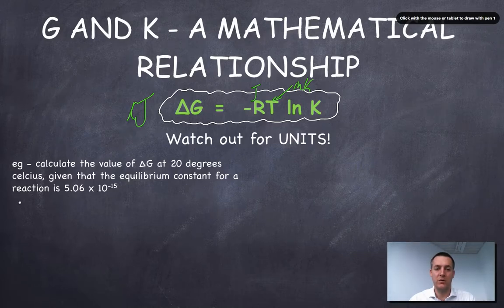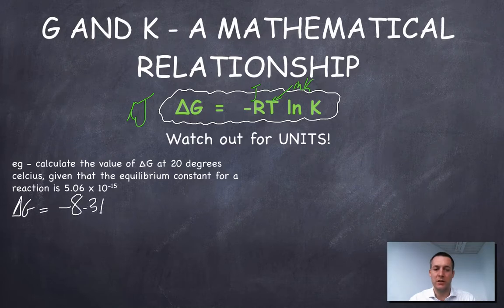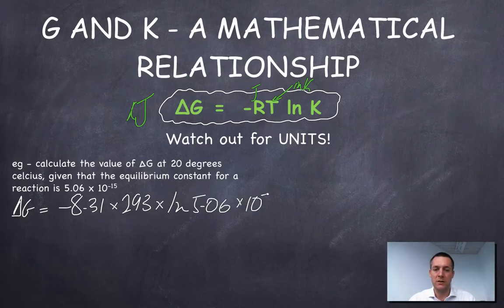Okay, so how are we going to do that? Well, we're going to say that delta G equals minus 8.31, because that's the gas constant, multiplied by the temperature in Kelvin, so 293 Kelvin, multiplied by the natural logarithm of this number, 5.06 times 10 to the minus 15. Now, in case you can't do that in your head, we can use our calculator, and we'll find that the answer to that is 80,148. Okay, so three significant figures, 80,100, or in other words, 80 kilojoules per mole.